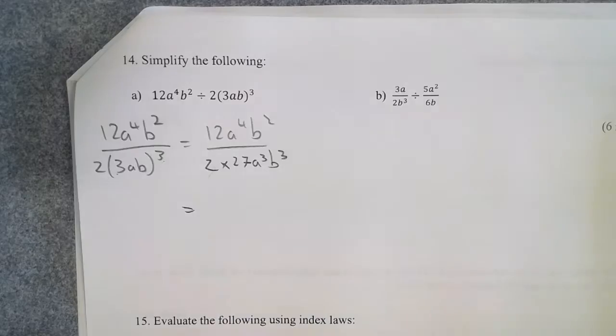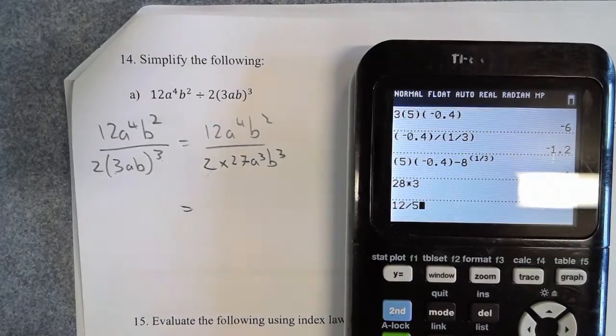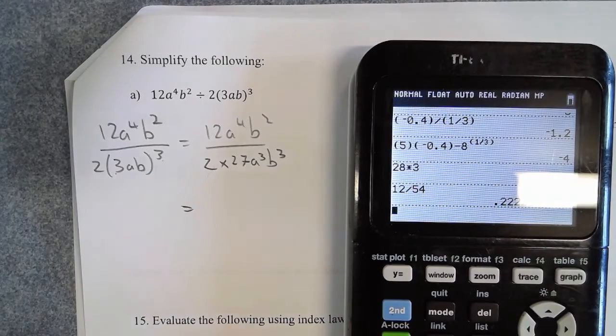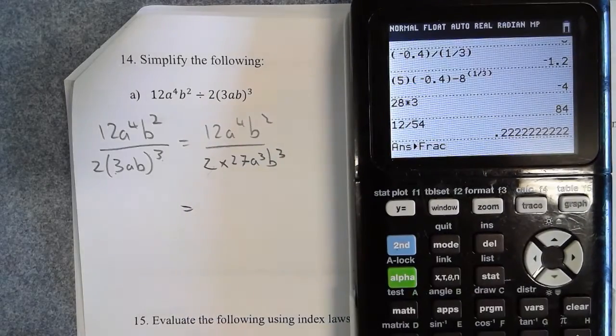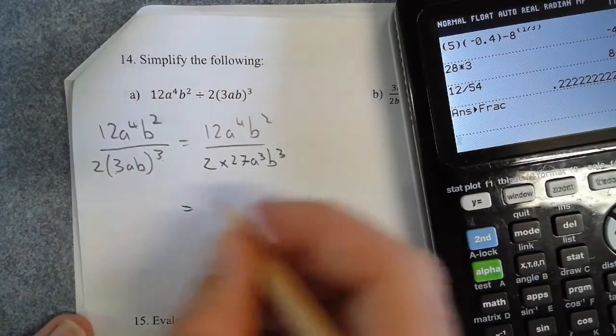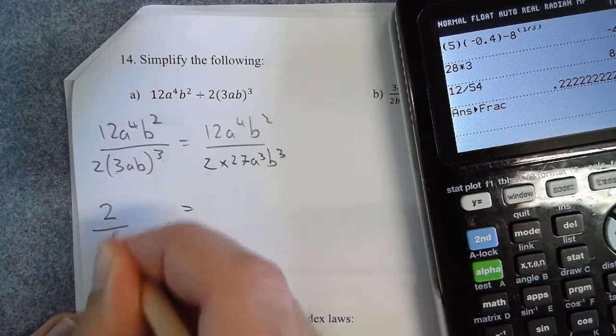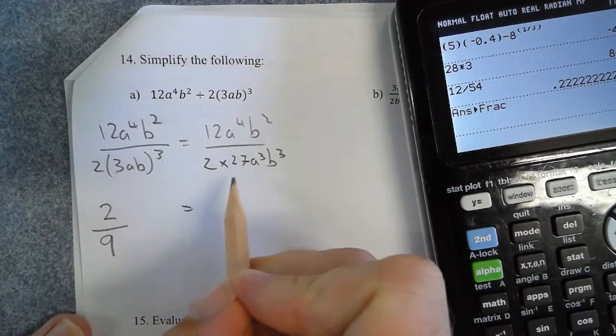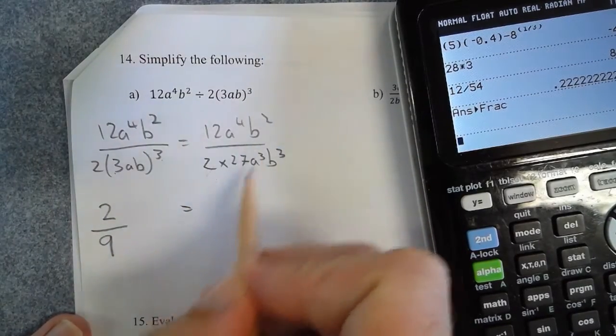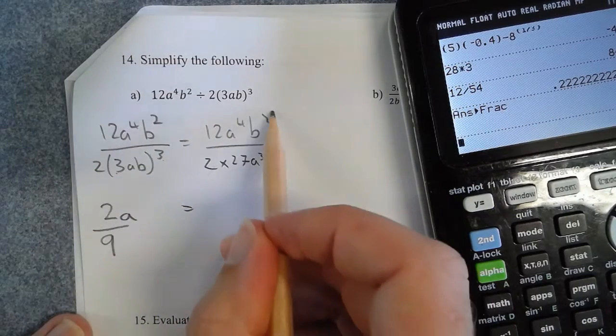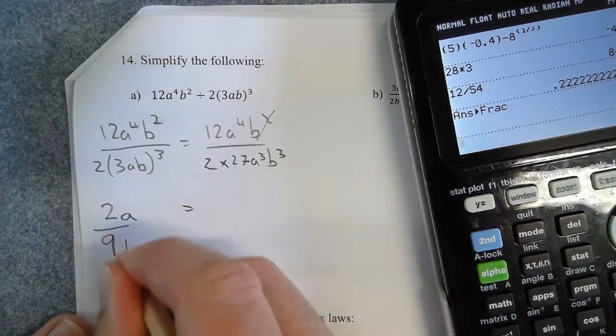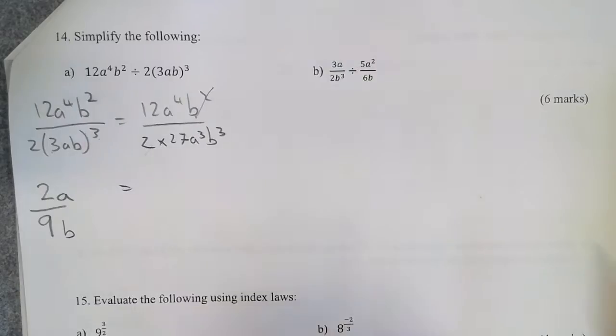So I'm literally going to type in 12 over 54. Now to turn that into a fraction, you can use your SD button on your calculator. So we end up with 2 over 9. A's. Cross off 3 from top, 3 from bottom, we've got 1 left there. Cross off 2 B's, we've got 1 B left on the bottom.